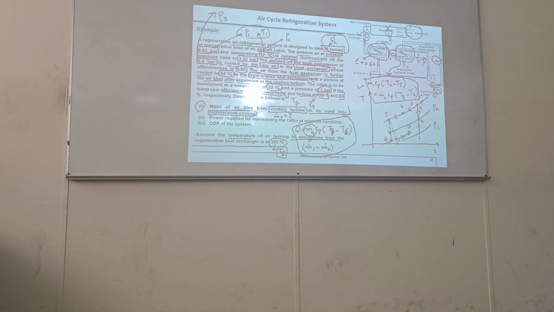And you know the procedure, start from point 1, 2, 3, 4, 5, start solving the equations and find out all the unknown temperatures and then put it here to find out m dot 1 or m dot 2. Okay, any questions so far?